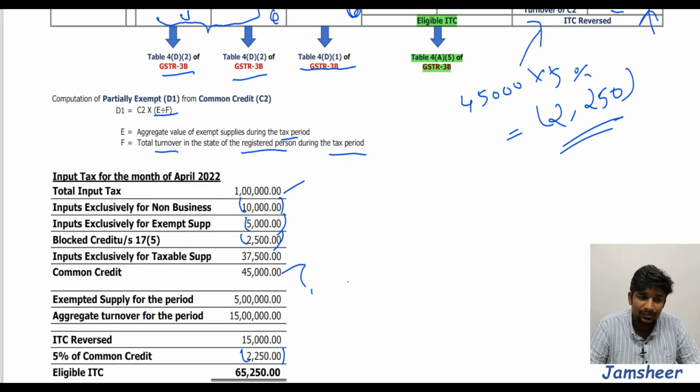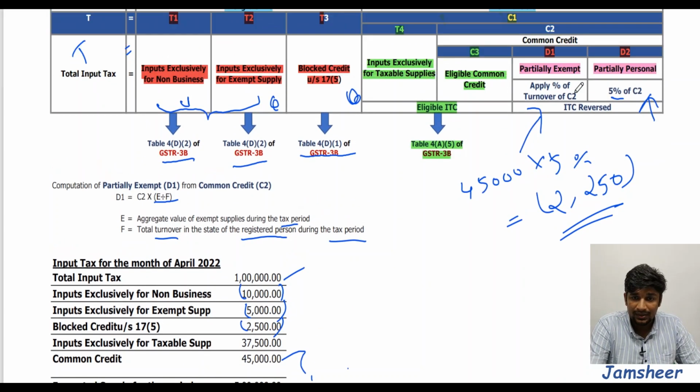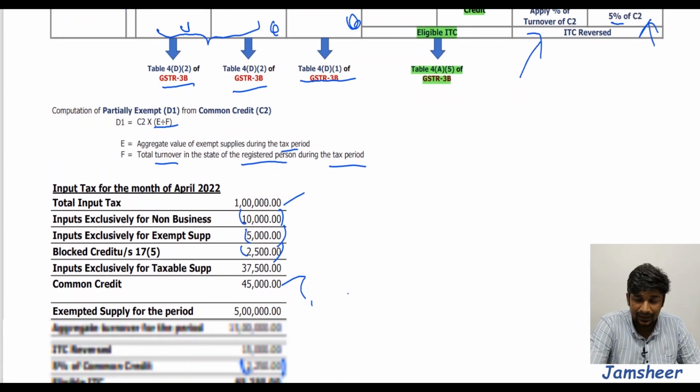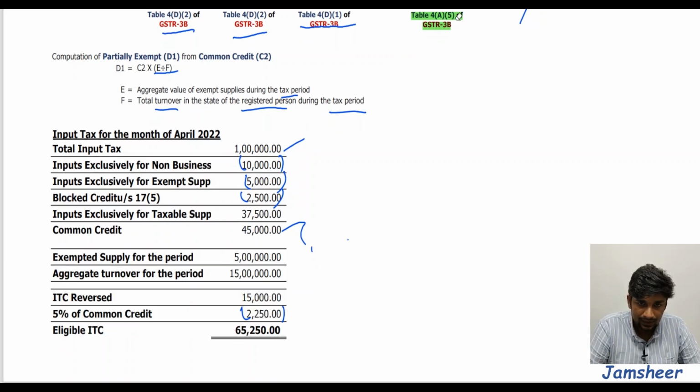The other one is input tax credit related to partially exempted supplies. So there is a separate calculation for this. This calculation will be done on the basis of the exempted supply for the period and the aggregate turnover of the total period. Here it comes. So common credit is 45,000. 45,000 will be multiplied by the exempted supply for the period, which is 5 lakh rupees, divided by 15 lakh, the total turnover for the period, is equal to how much?